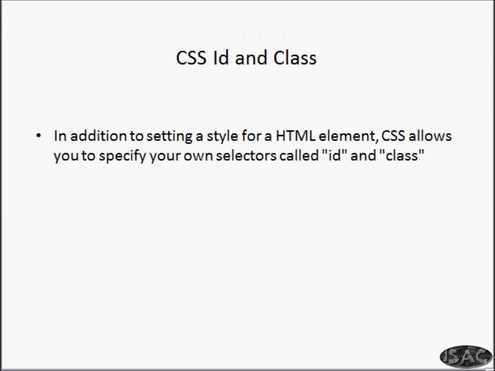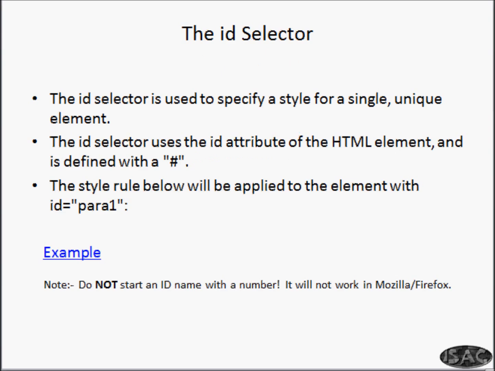CSS ID and class. So let us understand the other stuff here. What is CSS ID and class here? In addition to setting a style for HTML elements, CSS allows you to specify your own selectors called ID and class. We have some limited tags, right? So those tags we can use as a selector. But suppose I want to define something independent, which we can use with any kind of tag, right? So we have a concept here, ID and class selectors.